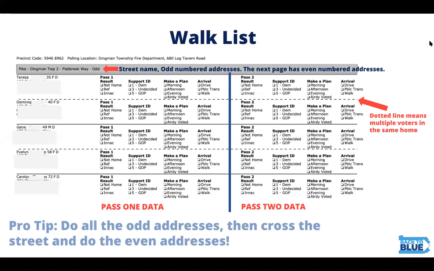You'll also see separate columns for pass 1 data and pass 2 data. That's because we want to make probably two passes of this list. So make sure to talk to the staging location director about which pass you're doing. If pass 1 is already filled out, you'll probably be doing pass 2. If there's nothing here, you can figure that you're doing pass 1. And again, pro tip, do all the odd addresses, then cross the street and do the even addresses.